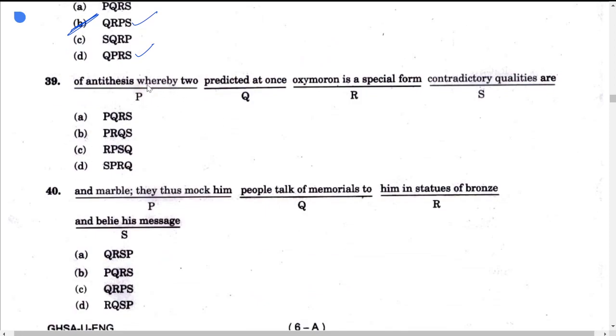Next, of antithesis whereby to. Of cannot be used in the beginning. Predicated at once. Oxymoron is a special form of antithesis. Can we use this form of? That means R and P. Okay, special form of antithesis whereby two contradictory qualities are predicated at once. That means P S and another final one is Q. R P S Q. That is the C option.